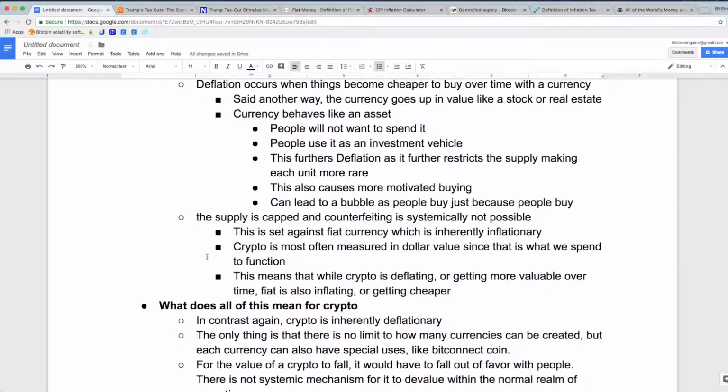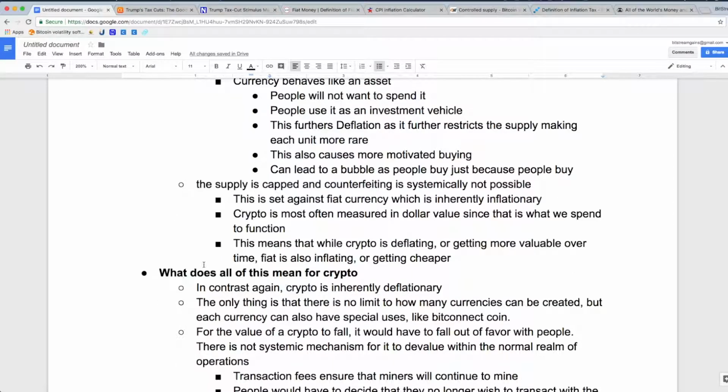So again, crypto is most often measured in dollar value, since that's what we spend to function. That's what we pay our taxes with. That's what the government accepts. That's what our stores accept. Although with crypto you can spend it with cards and everything like that, it still has to get converted into dollars first before it's accepted in most places. And again, why would you spend your Bitcoin at this point? It makes more sense to collect it versus get rid of it.